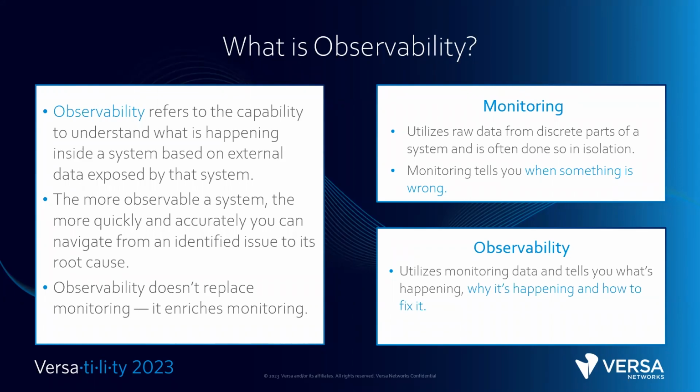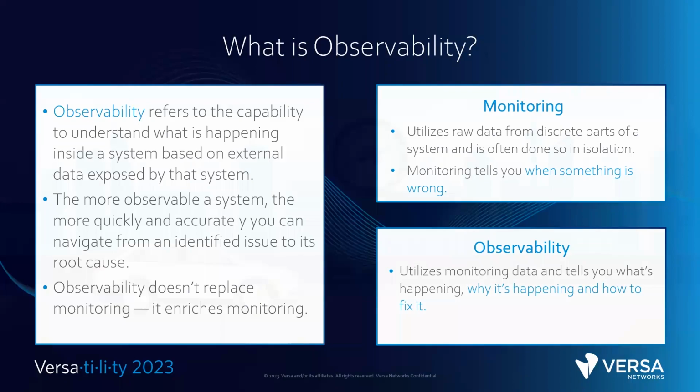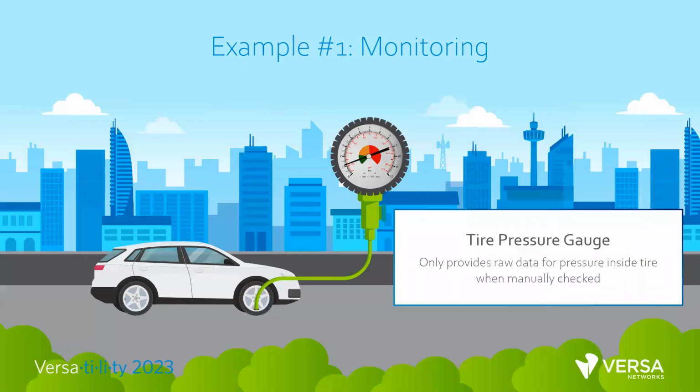Monitoring can help you tell when something goes wrong. What observability does is use the monitoring data and help you tell why something is wrong and how to fix it. Now let's take some real life examples.